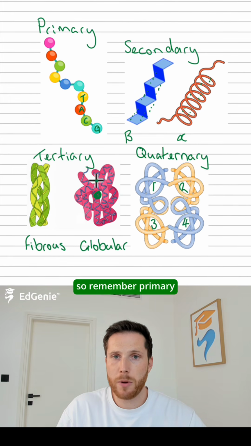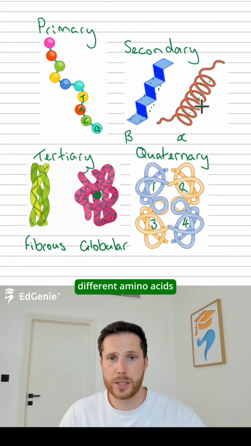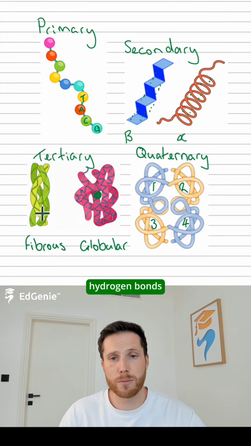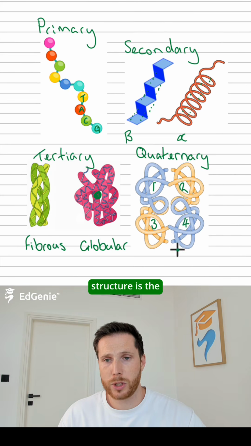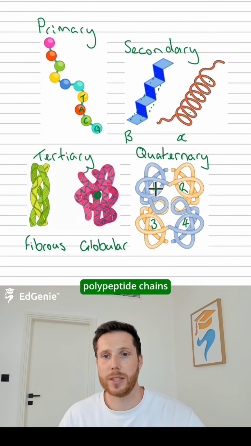Okay, so remember, primary is your amino acid chain, secondary is the local shape that's formed by hydrogen bonds between the different amino acids, tertiary is the overall 3D shape of the protein. This includes hydrogen bonds, but also has ionic bonding and disulfide bridges, and then the quaternary structure is the same as the tertiary, but now you're adding in additional polypeptide chains. And that's it.